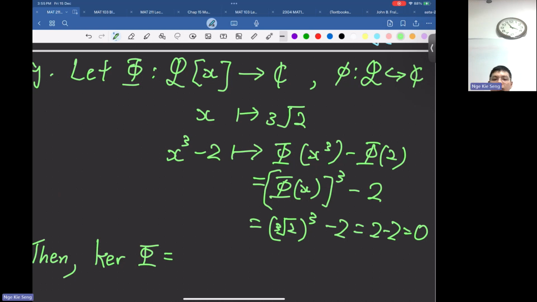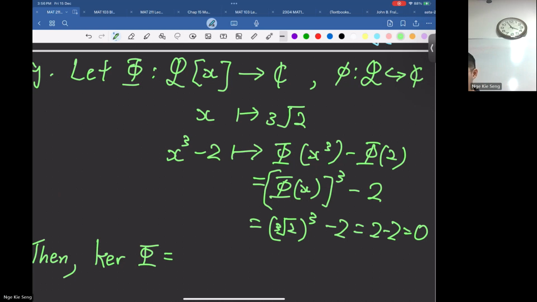And then just now we see that every ideal in the polynomial ring of one variable over a field is a principal ideal. In particular, this principal ideal is generated by the unique monic polynomial of lowest degree.